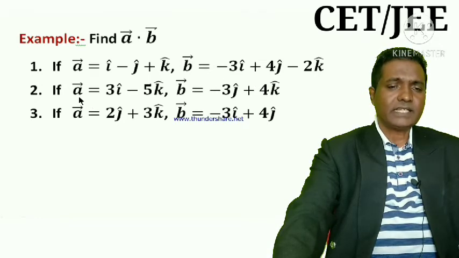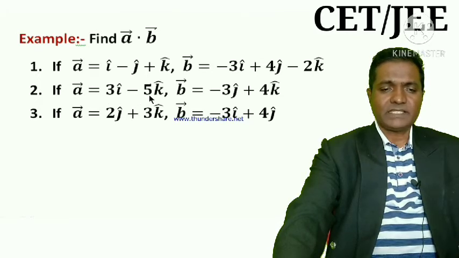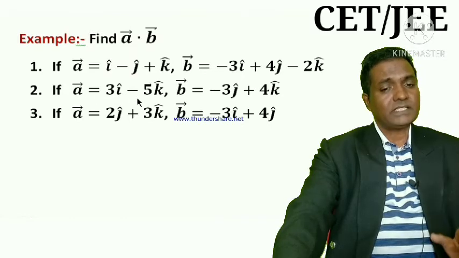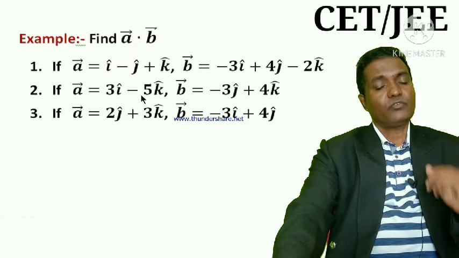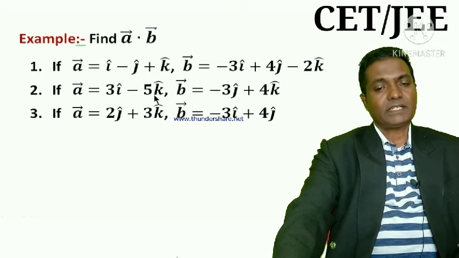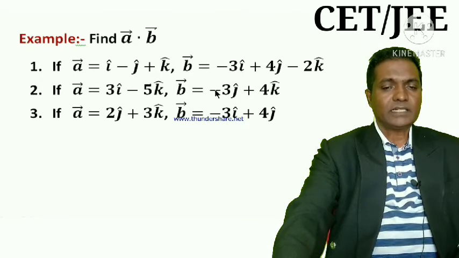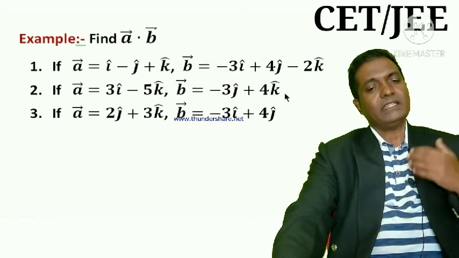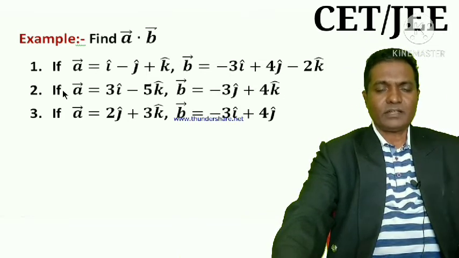In this case, A is given as 3i cap minus 5k cap, meaning the j term is absent here. So you have to rewrite it as vector A is equal to 3i cap plus 0j cap minus 5k cap. And vector B is, look at this, here the i term is absent. So you have to rewrite vector B is equal to 0i cap minus 3j cap plus 4k cap. And then you have to find vector A dot B.